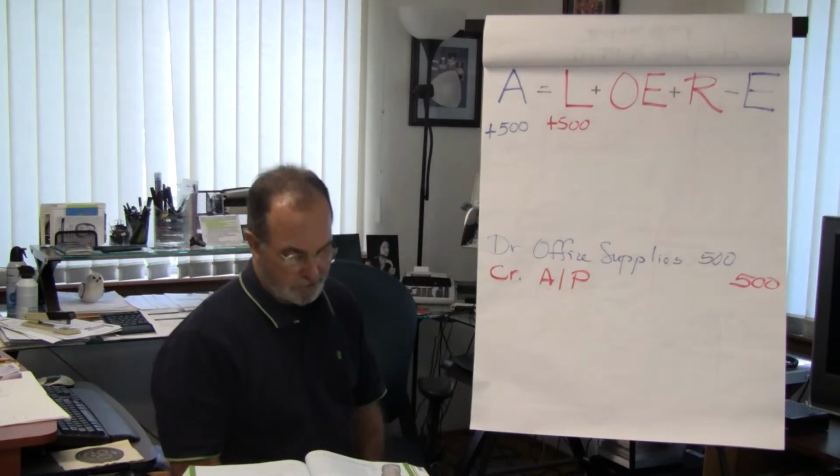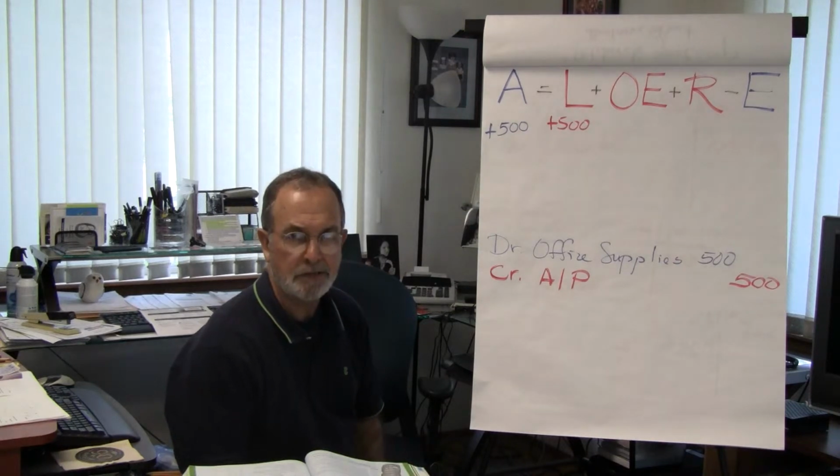Okay, next transaction on April 5th. Billed the local United Way office $1,950 for temporary services provided. Again, what kind of company are we? We are a company that provides temporary employees for not-for-profit companies. That's what we do to earn revenues.